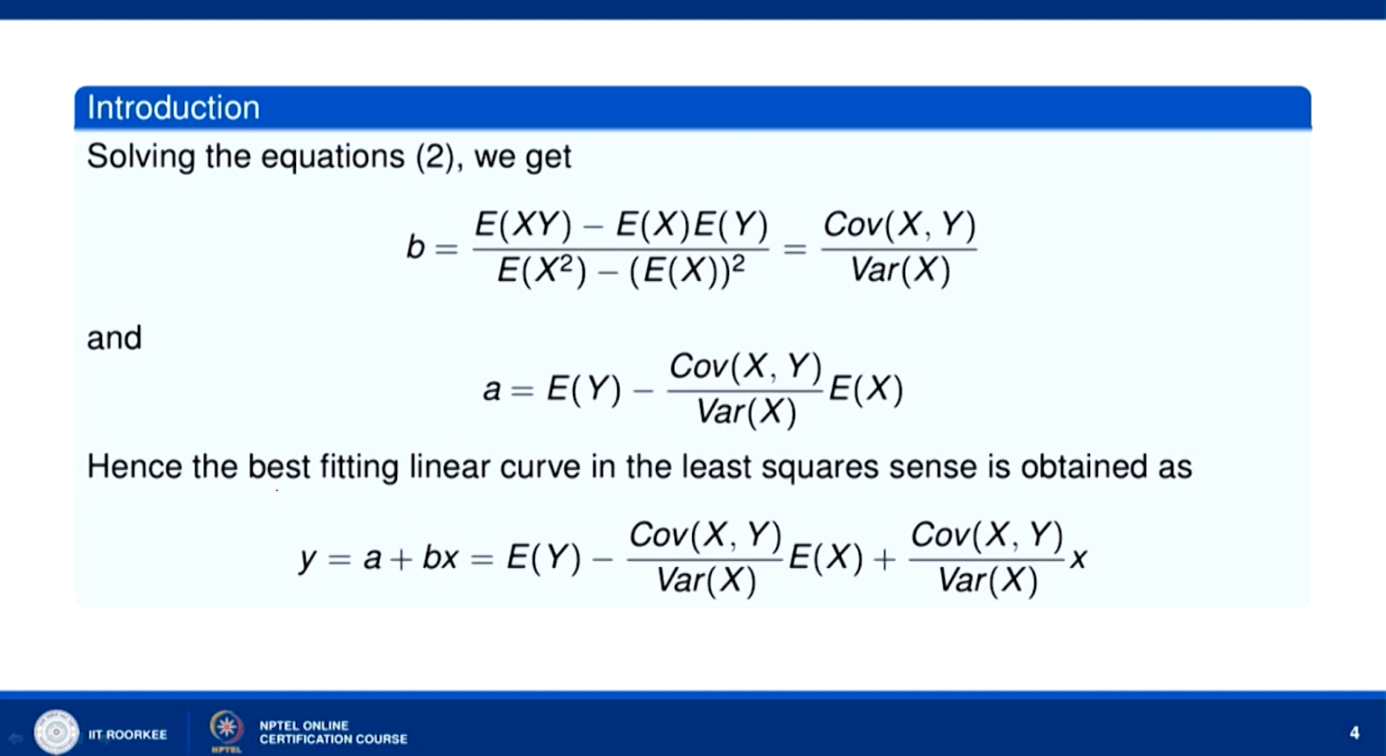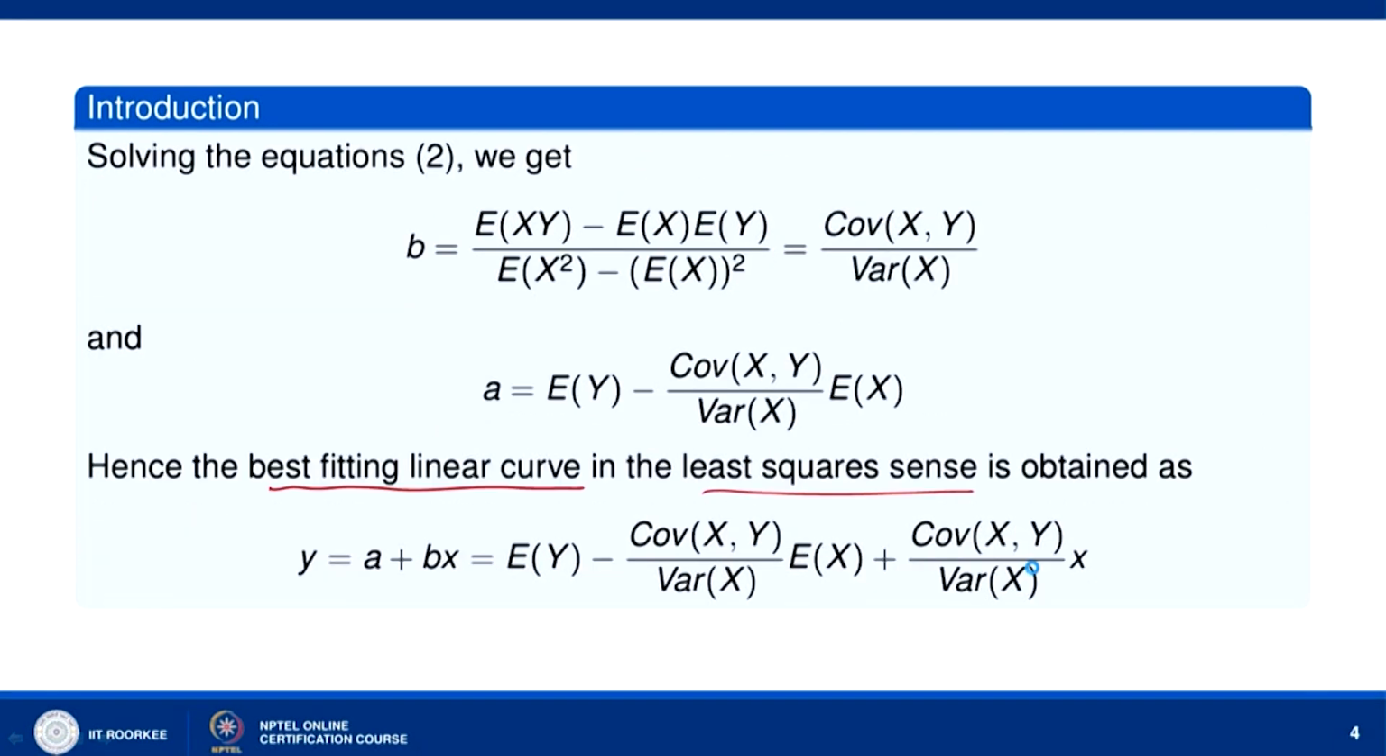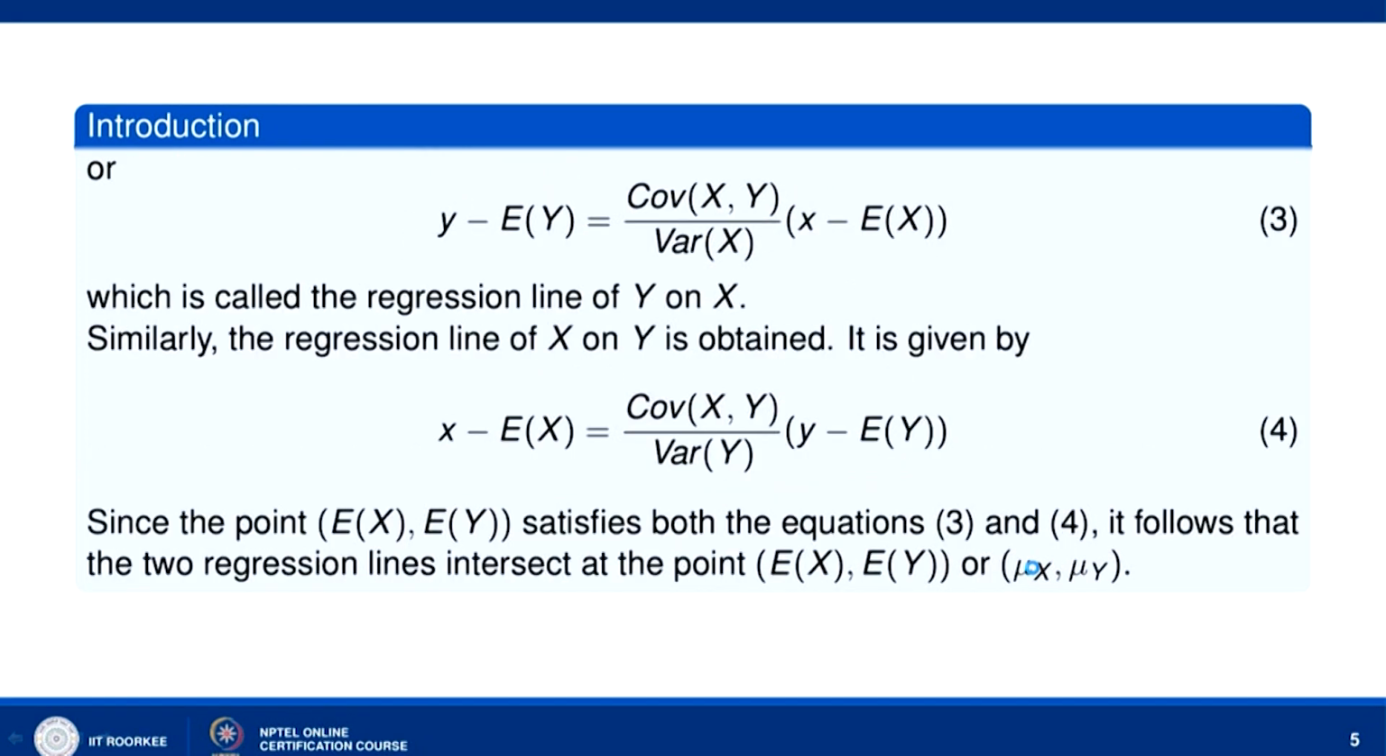Hence, the best fitting linear curve in the least square sense is given by y equal to a plus bx, where a is E(y) minus covariance of xy divided by variance of x into E(x), and b is covariance of xy divided by variance of x. We can rewrite this equation as y minus E(y) equal to covariance of xy over variance of x into (x minus E(x)). This equation is known as the regression line of y on x.